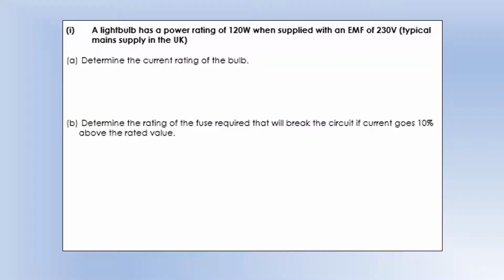So we've got a light bulb with a power rating of 120 watts, supplied with an EMF source of 230 volts, which is what we get out of a plug in the UK. Determine the current. Well, we've got an equation linking power, current and potential difference, and you can rearrange that to figure out the current. Easy enough. Determine the rating of fuse required that will break the circuit if the current goes 10% above that. All we need to do is multiply the current from the last question by 1.1, which gives the number that's 10% above. So we'd need a fuse with a current rating of 0.57 amps in this situation.